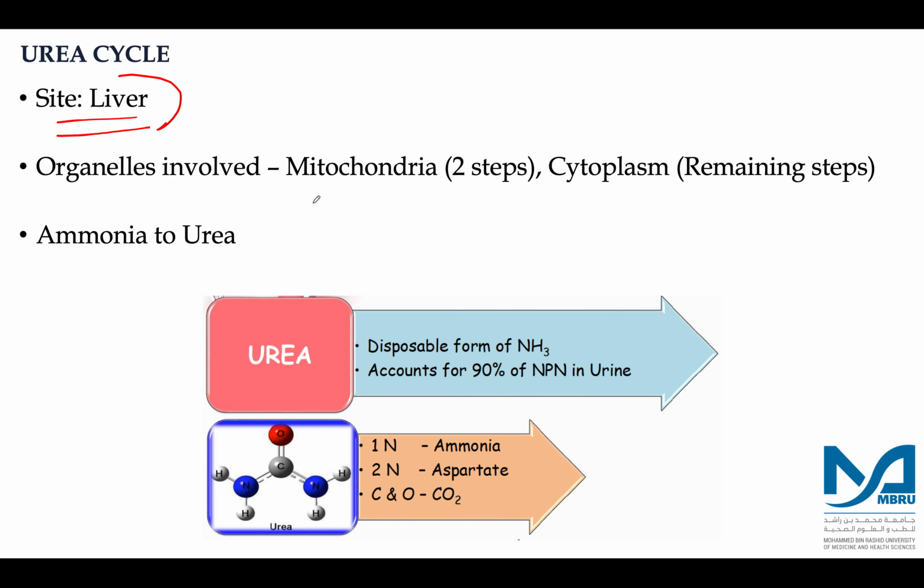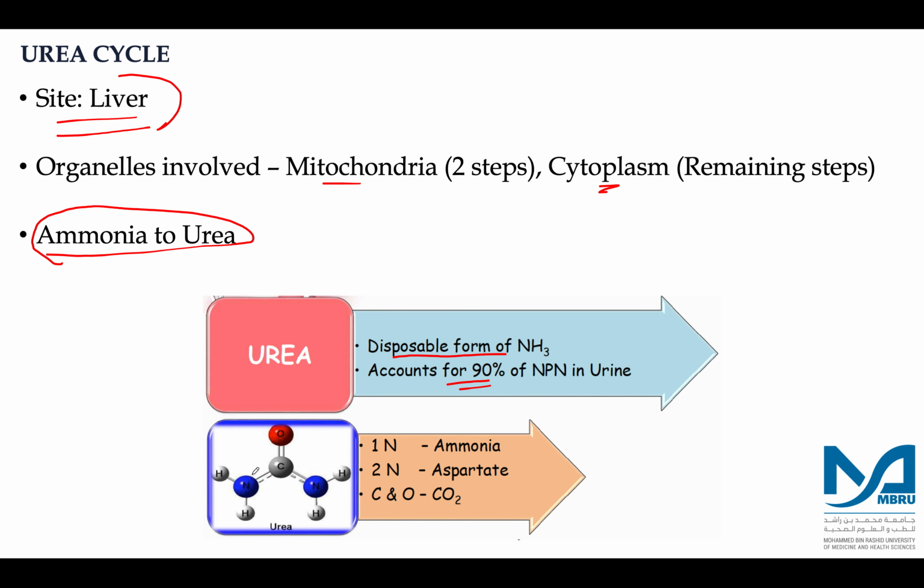Till now we have looked into metabolic pathways which involve either the cytosol or the mitochondria. Urea cycle is a typical pathway that involves both the mitochondria and the cytosol. There are 5 steps in the urea cycle. The first 2 steps occur in the mitochondria. The rest of the 3 steps happen inside the cytosol or cytoplasm. The key aim of the urea cycle is to convert ammonia to urea. Urea is the predominant disposable form of ammonia and accounts for 90% of the NPN in urine.